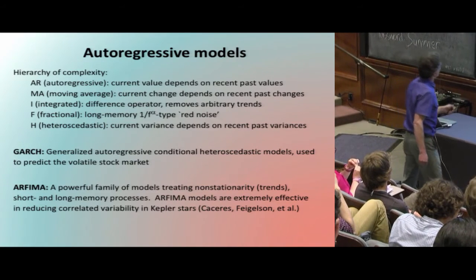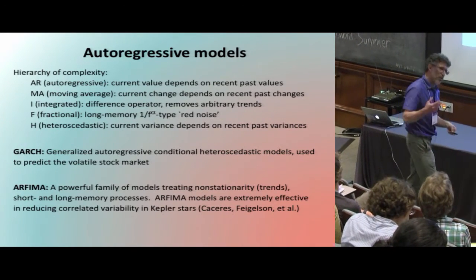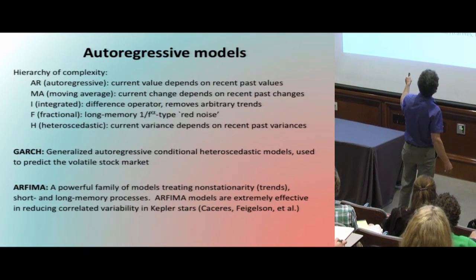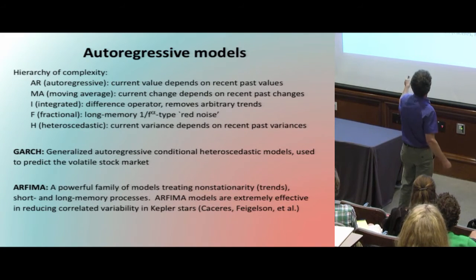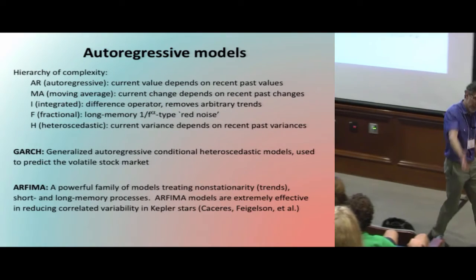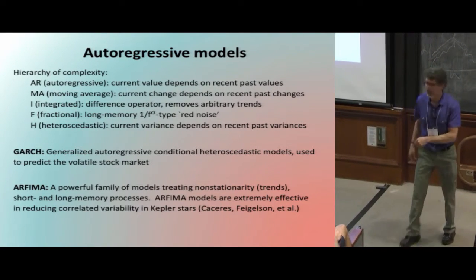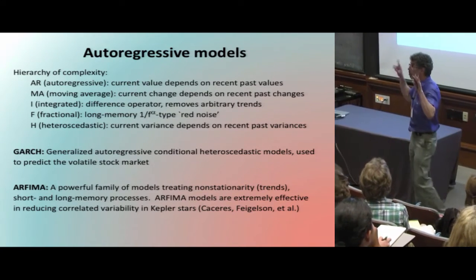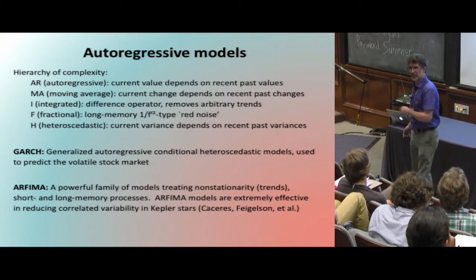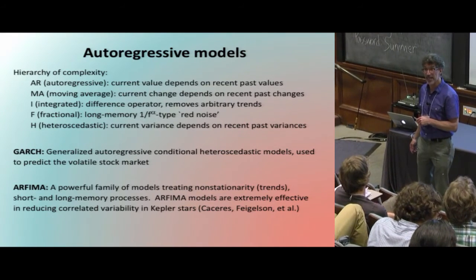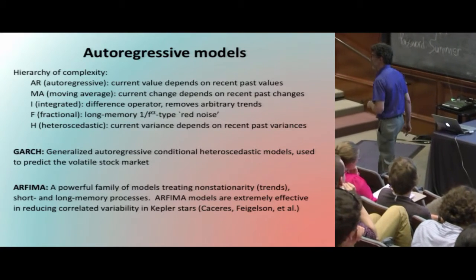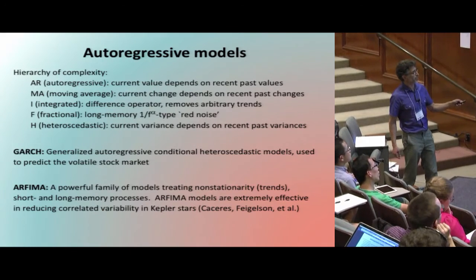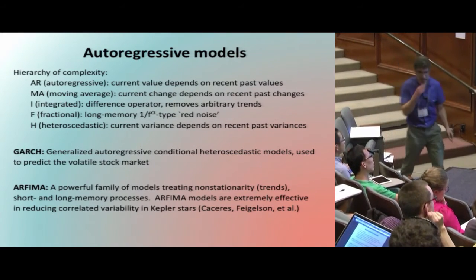And then sometimes they add an H on it called heteroscedasticity, a word I may have used before. And that means that the variance, the current value, the current first derivative of the value, the second derivative of the value depends on past variances. This is called volatility. So here are two of the more advanced models that come out of the ARMA family. GARCH. So GARCH is used by economists to make money, okay, on the stock market. It's very effective for volatile, autocorrelated, choppy stock markets. Generalized autoregressive conditional heteroscedastic models, okay?